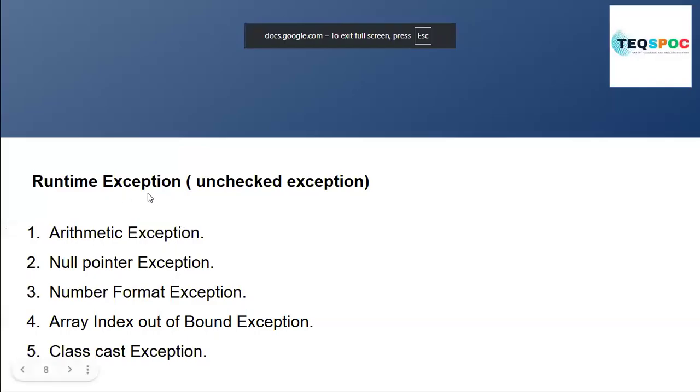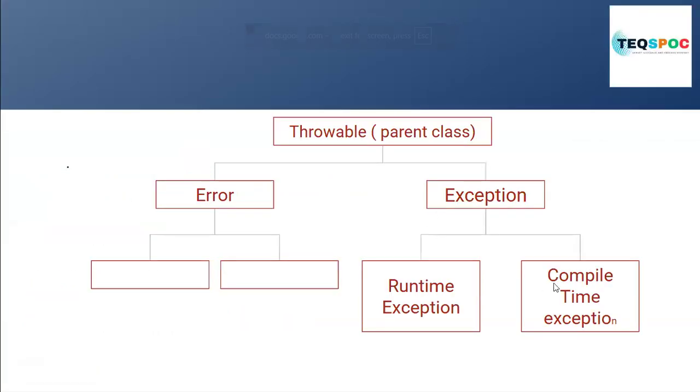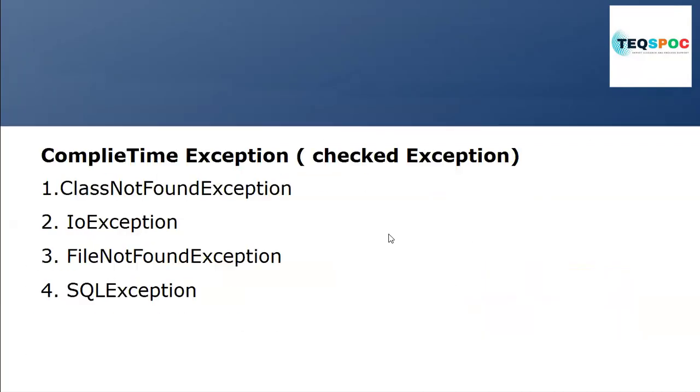So we have seen the runtime exception. Now coming to the compile time exception, which is also known as a checked exception. Runtime is an unchecked exception, compile time is a checked exception. So compile time exception is also known as a checked exception.